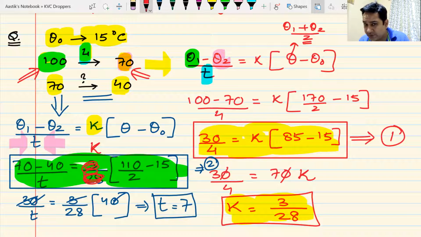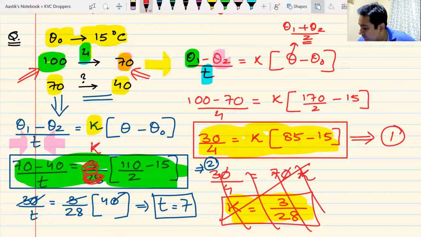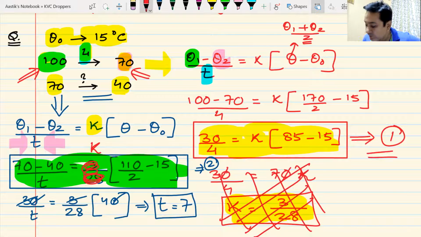So what I do is, in the red zone, I forget these 2 steps. I just go till this step. And then in the blue equation, I come till this step. In both these equations, I have k. I don't need to find out the value of k. I can divide 1 by 2 or I can divide 2 by 1. Do we understand this? Instead of finding out the value of K, we just divide equation number 1 by equation number 2.